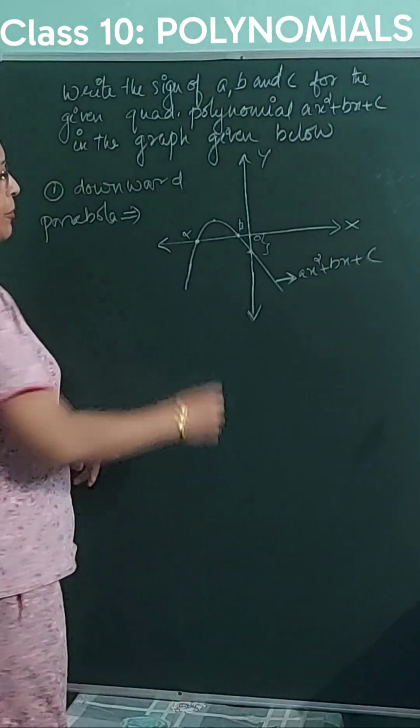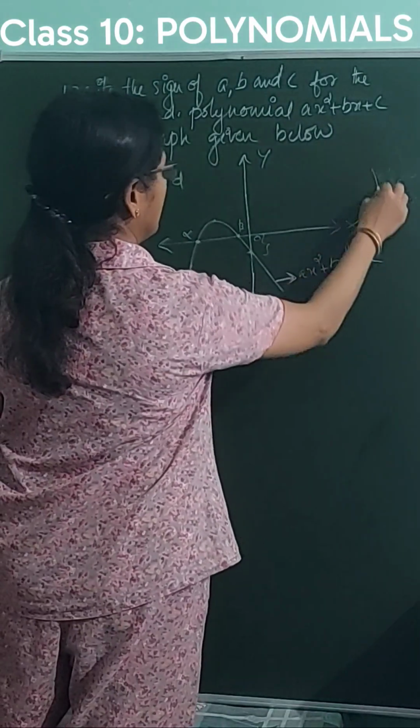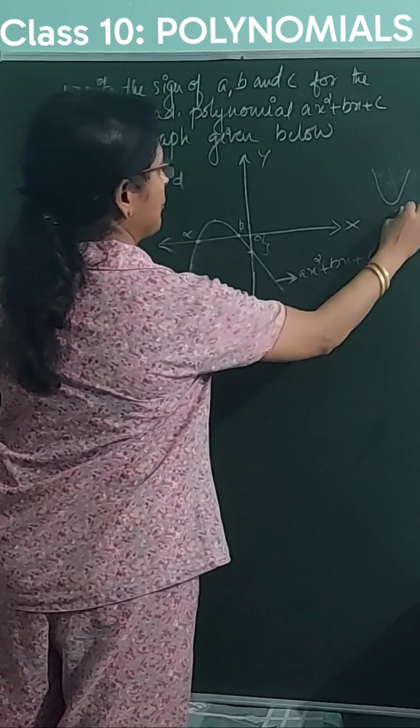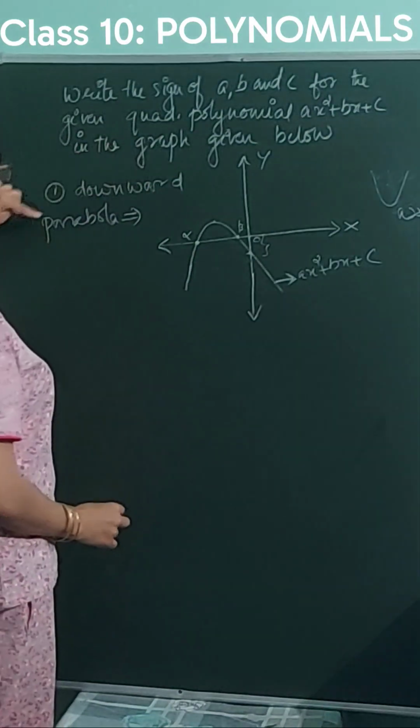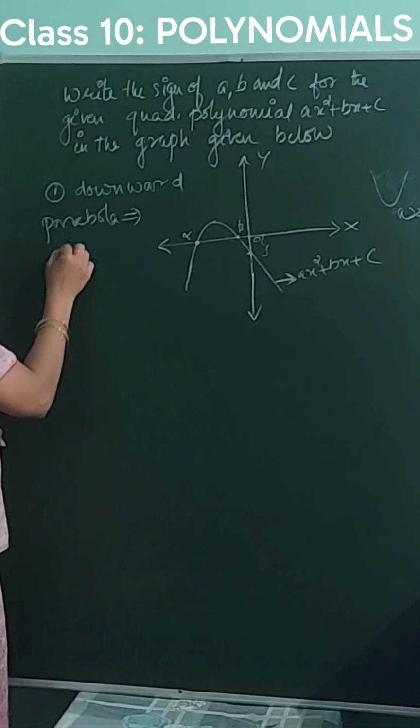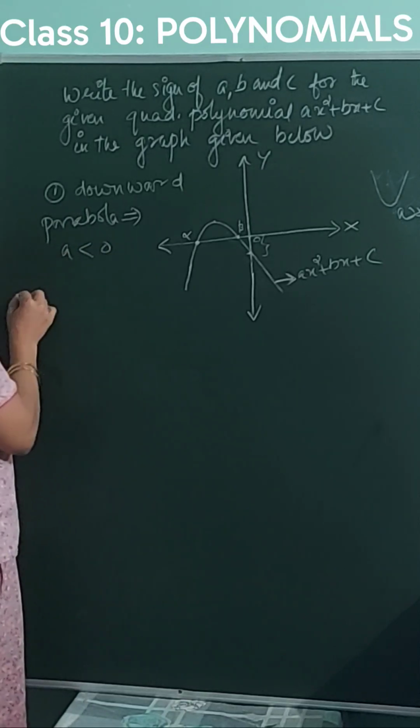So, you know that if the parabola opens upward, we can say that the sign of a will be positive. But here we have a downward parabola. Since our parabola is opening downwards, we can conclude that a will be negative.